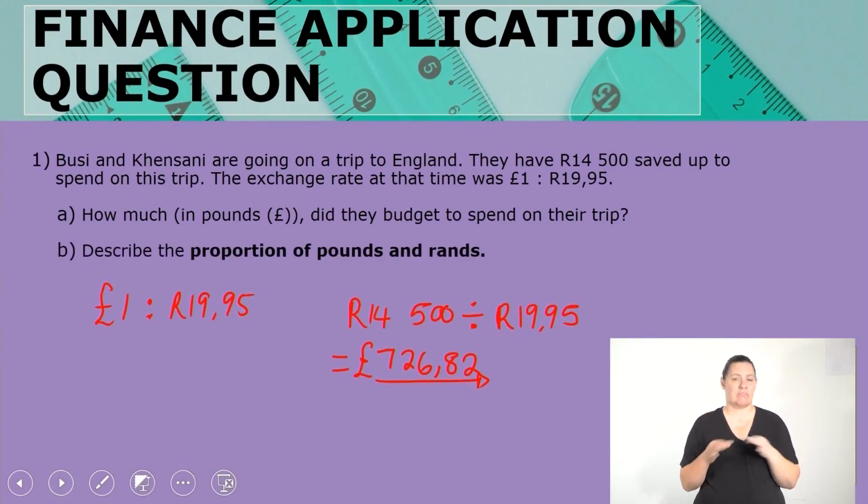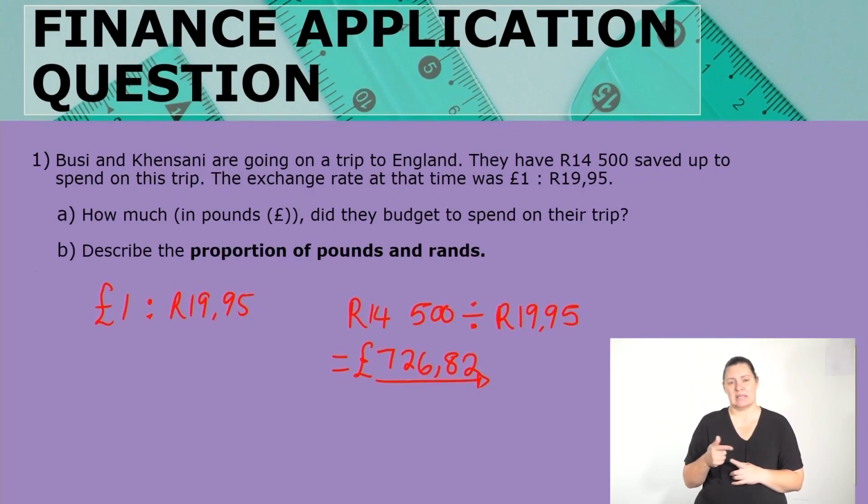Now, let us describe the proportion of pounds and rands. Let's look at what is happening here. So we had £1 is to 19 rands and 95 cents. If the rands increase, so from 19 rands and 95 cents, we went up to 14,500 rands. That means that the rands went up.